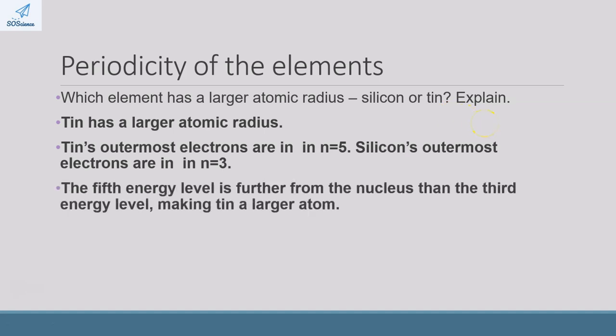You would then say that n equals 5 is much further away from the nucleus than n equals 3, which is what makes tin a larger atom. Or you would say that the 3rd energy level is much closer to the nucleus than the 5th energy level, making silicon have a smaller atomic radius. So that's the 4th mark. So 1, 2, 3, 4.